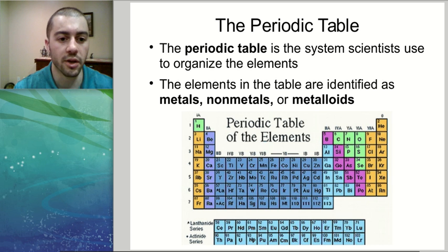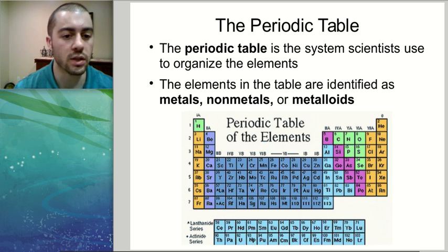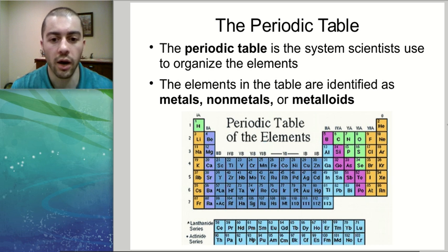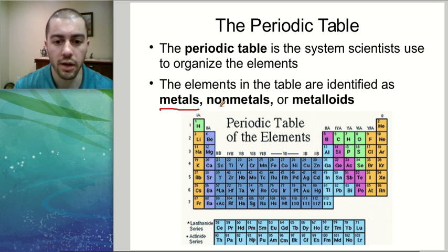Alright, so in this video we're going to talk about the periodic table. So if you remember, the periodic table is basically just this system that we use to organize the elements. Alright, so there's three types of elements. If you remember, we have metals, nonmetals, and metalloids. Alright, so in the periodic table we have all three of these different types of elements.